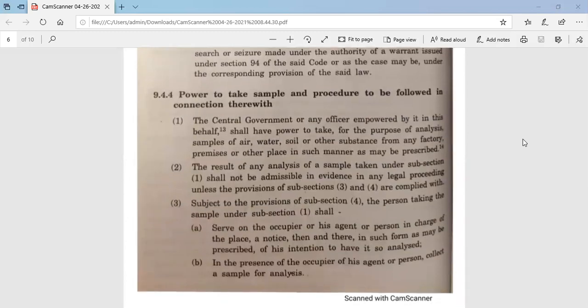Next topic is the power to take samples and procedures to be followed in connection therewith. First, the central government or any officer empowered by it in this behalf shall have the power to take, for the purpose of analysis, samples of air, water, soil, and other substances from any factory, premises, or other places in such manner as may be prescribed.